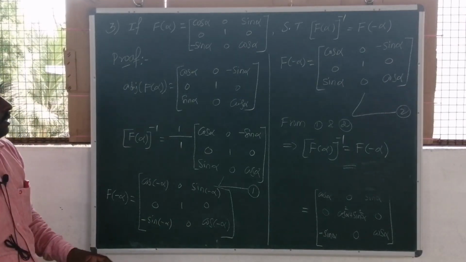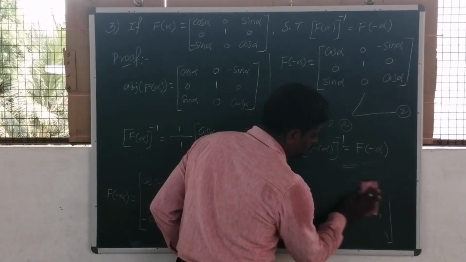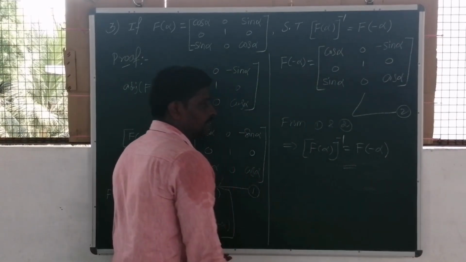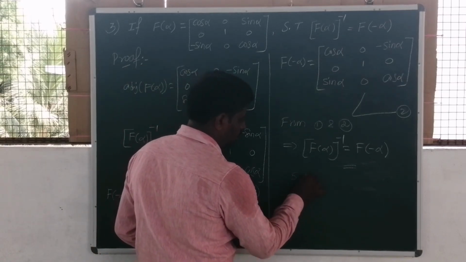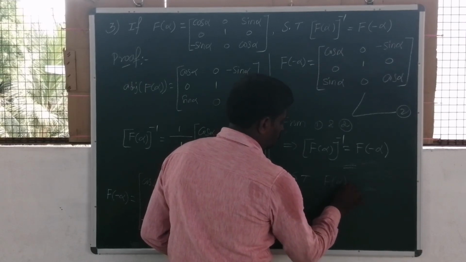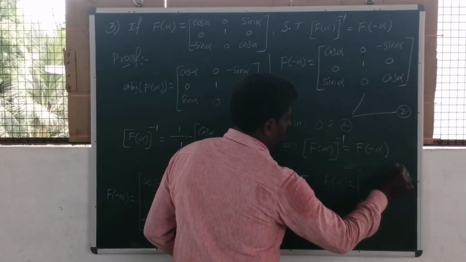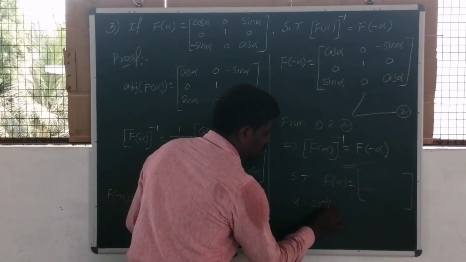This is a 5-mark question, the simple one. The same question can be asked differently like this: show that f of alpha, the given matrix, is orthogonal.